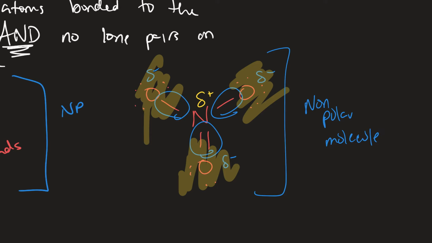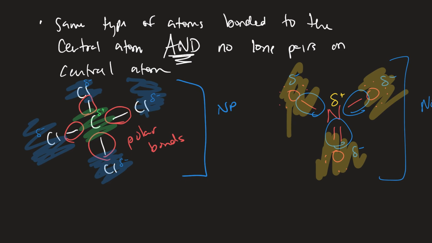Okay, and that's also because, as I said, if you have the same type of atoms bonded to the central atom, which creates polar bonds, but at the end of the day there are no lone pairs on the central atom, then you have yourself a nonpolar molecule.